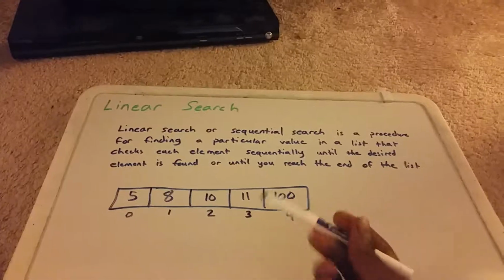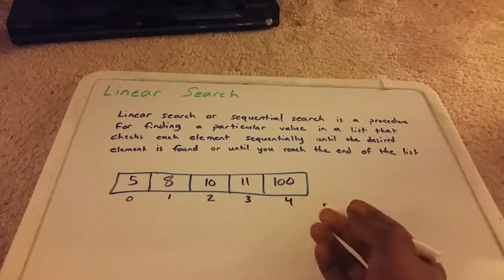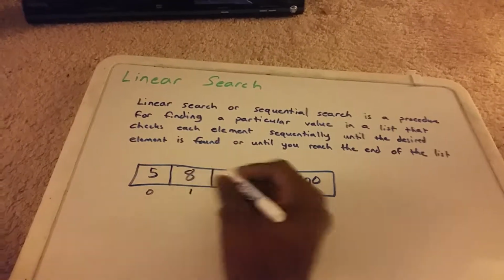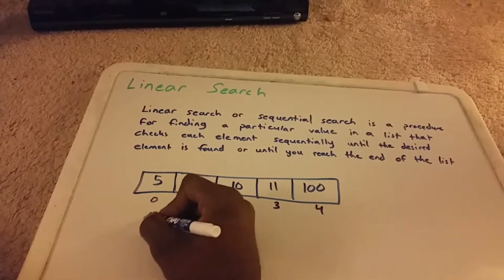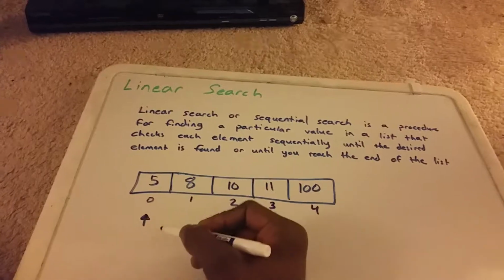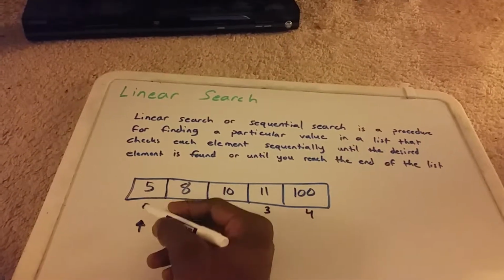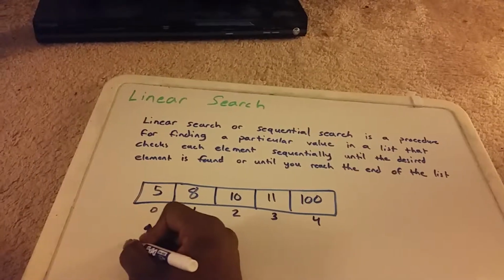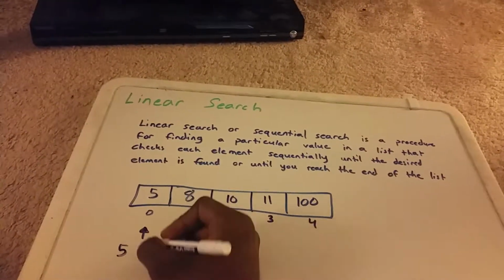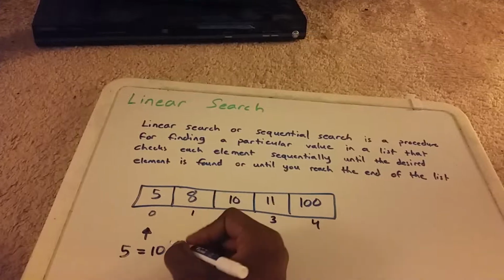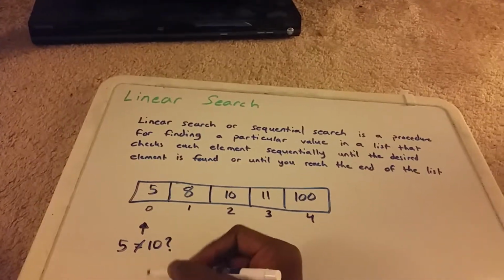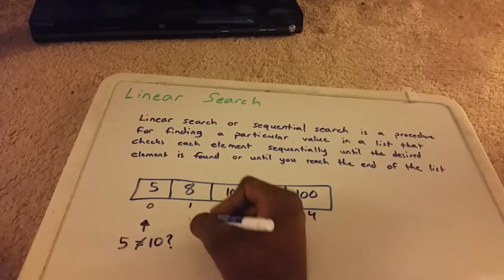But how does a computer know? Well, this is how a computer would check this list using linear search to see if 10 is there. It will say, okay, I start here at the beginning of the list. What element is in this index here, index 0? Well, it's the element 5. Then it'll say, does 5 equal 10? And then the answer will be no. And if the answer is no, it'll move on to the next one.